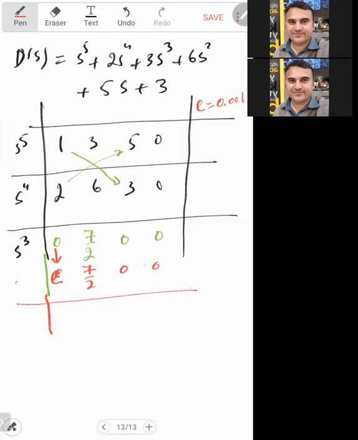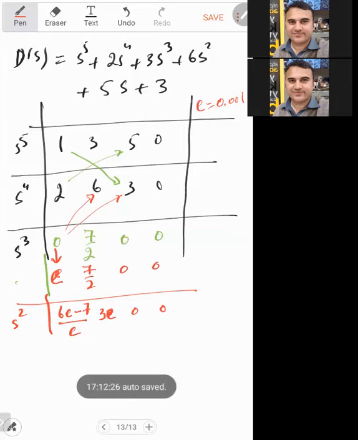And now let us continue with s2. So s2, again this multiplied by 6, and 2 multiplied by 7 by 2. So you will get 6e minus 7 divided by e. And if you want to multiply this with 3, then you see this will be equal to 3e, and 2 multiplied by 0, so this next entry will be equal to 3e, and the others will be equal to 0, 0. We got this one.